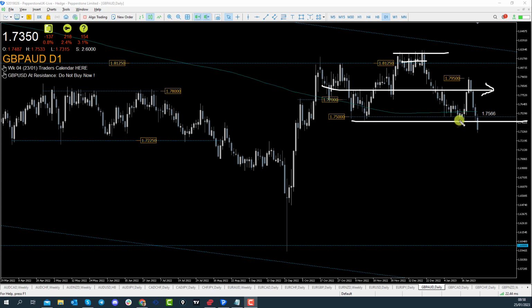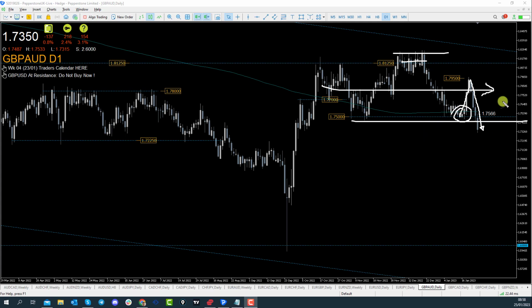Now, the last time we featured pound Aussie, we were talking about this rejection down through here and talking about whether we'd see price trade through the 1.75. We got a rebound from this point, but at the 1.7950, price reversed, and now we've just kind of broken down through that 1.75 handle.